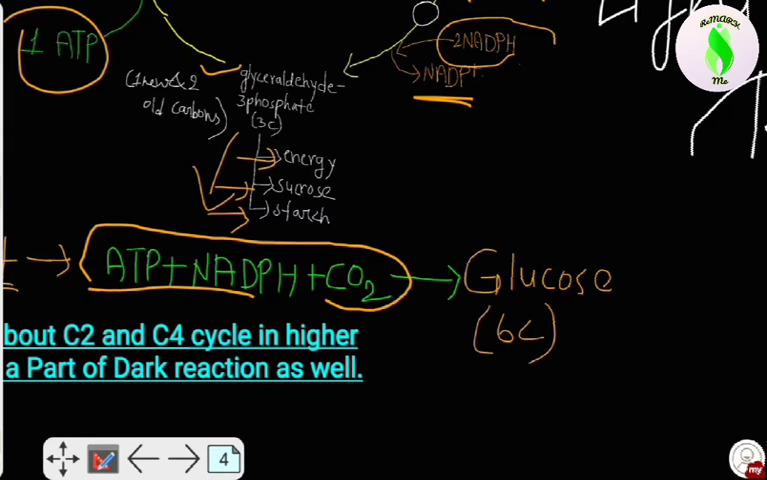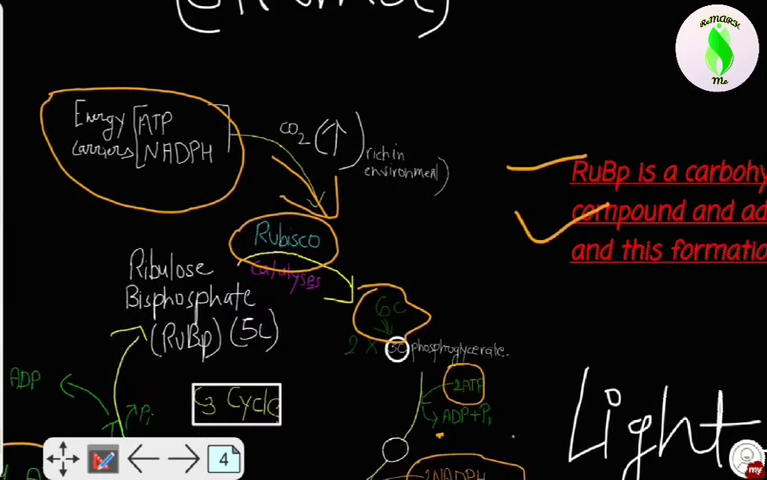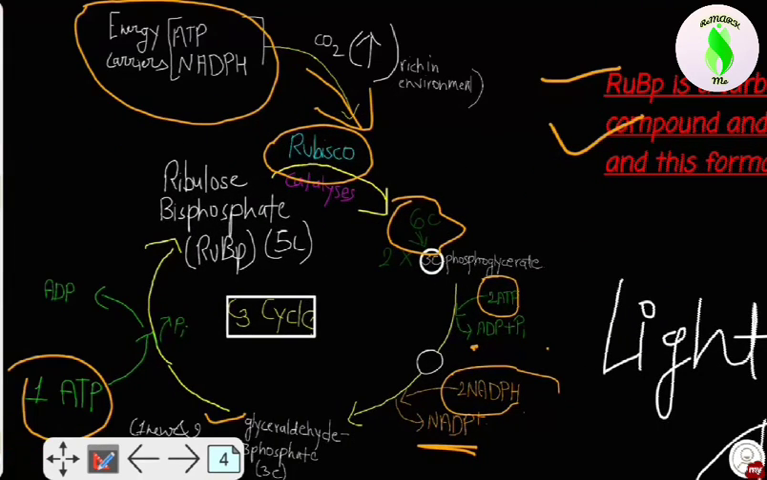ATP and NADPH and CO2 act in the Calvin cycle, and this obtains glucose, that is a 6 carbon compound. This is all about the dark reaction. The dark reaction is also known as biosynthetic reaction, and it is done in the stroma of the chloroplast. The end product of the dark reaction is glucose, and there are 2 energy carriers required, which come from the light reaction, that is ATP and NADPH.